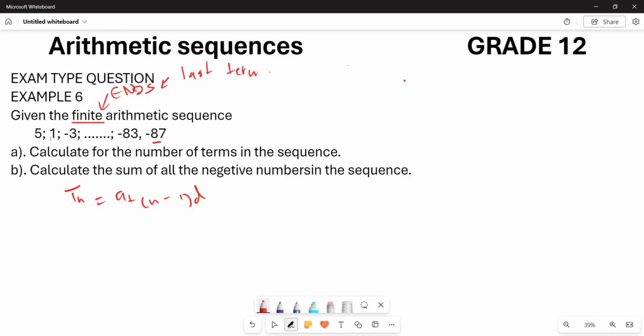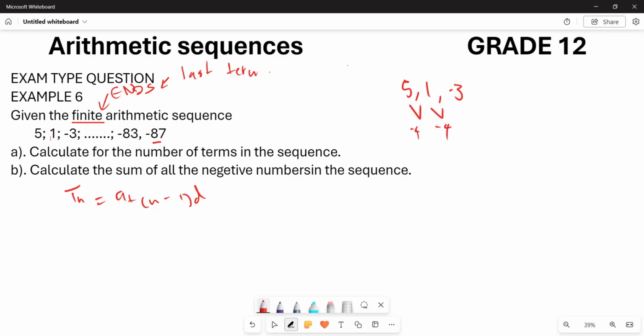Now let's come here. This is 5, you have your 1, you also have your -3. So what is going to be the difference in here? The difference that you are going to find is -4. And the difference is going to be your -4.